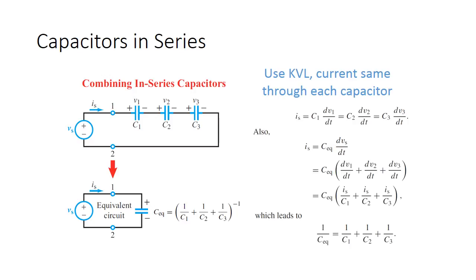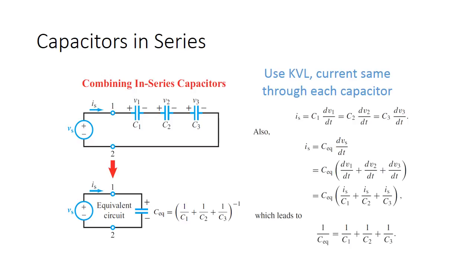If we look at the right, we can use KVL, Kirchhoff's voltage law, through each capacitor. Remember, each of these capacitors is on essentially one wire coming in, one wire coming out, so they're all the same current. IS in that top left diagram is the same through each one of these capacitors, because again, there's nowhere for the current to split. So all current in equals all current out.